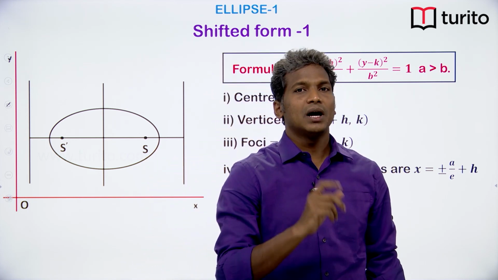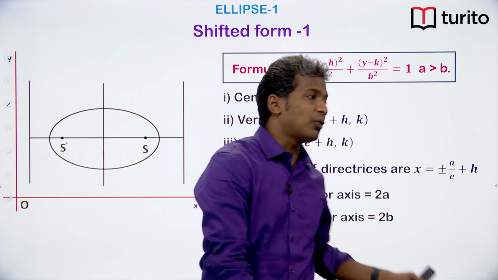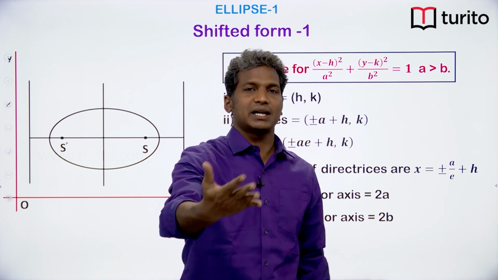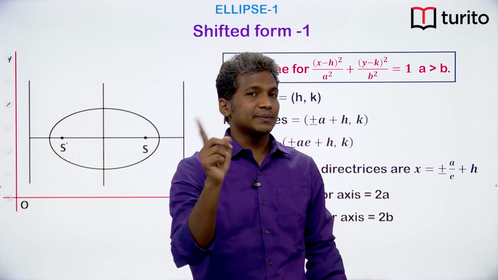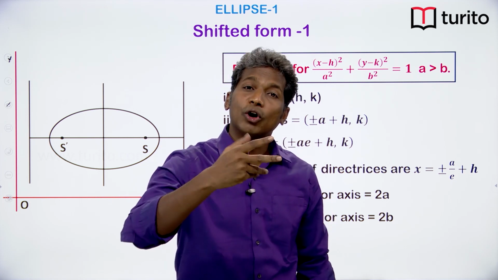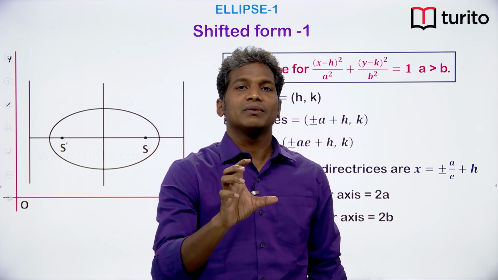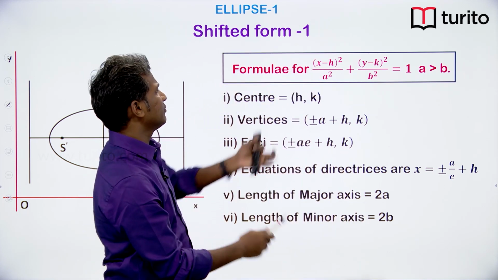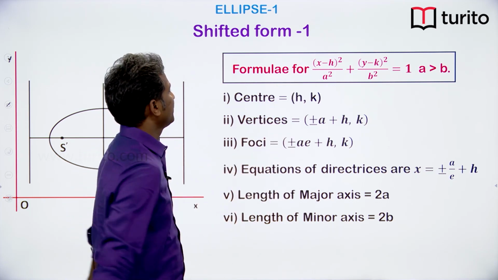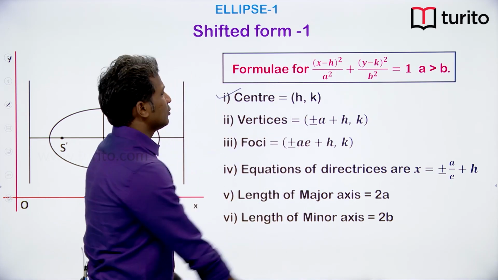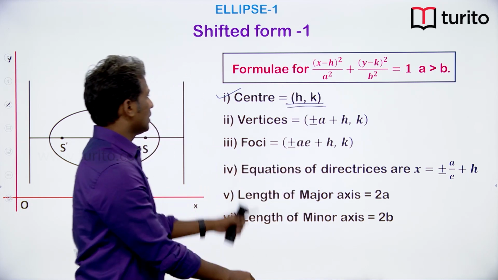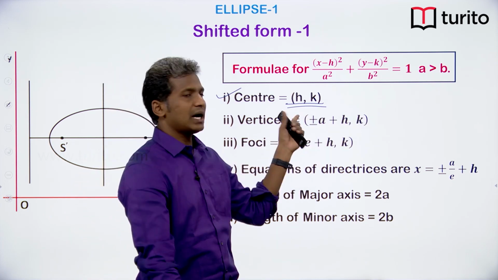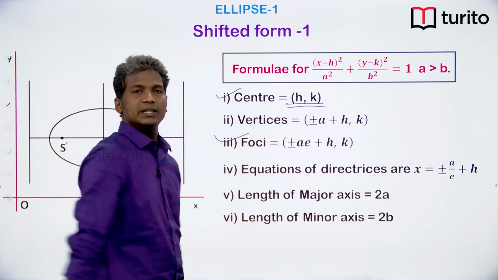comes. Now in the coordinates of the points, for x h gets added, for y k gets added. In the equation there is x minus h, y minus k, but in coordinates we have x plus h, y plus k. So in coordinates they get added, in equation they get subtracted, simple rule. So now center becomes 0 plus h, 0 plus k. Now vertices become, earlier it was plus minus a comma 0, now h and k get added.